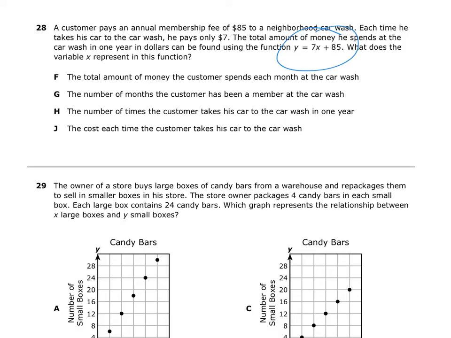What does x represent? Well, $85 represents the fee he pays that one time a year. The 7 tells us how much he pays each time he goes to the car wash and washes his car. So x would be the number of times the customer takes his car to the car wash in 1 year.